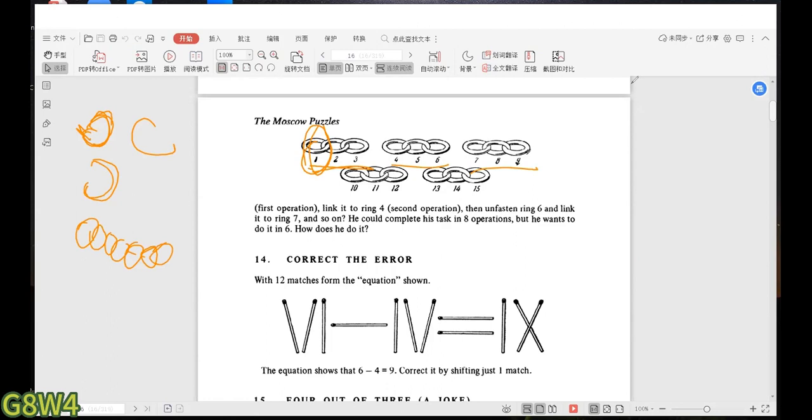And then you can do the same thing with chainlet 2. Chainlet 2, you link it to the long chain and 10, 11, 12. So then you get this. And then chainlet 3, you link it to the long chain and 13, 14, and 15. So that's 6 operations.